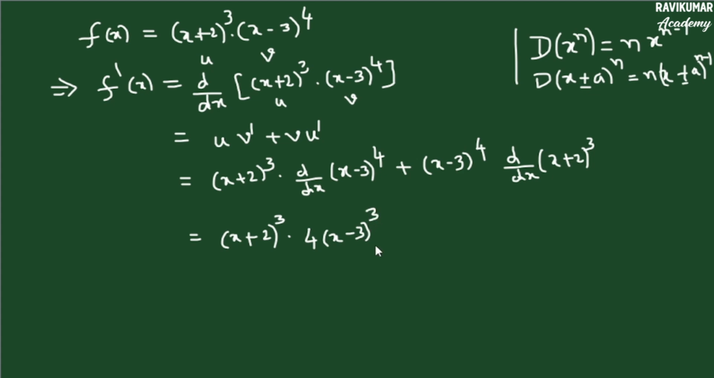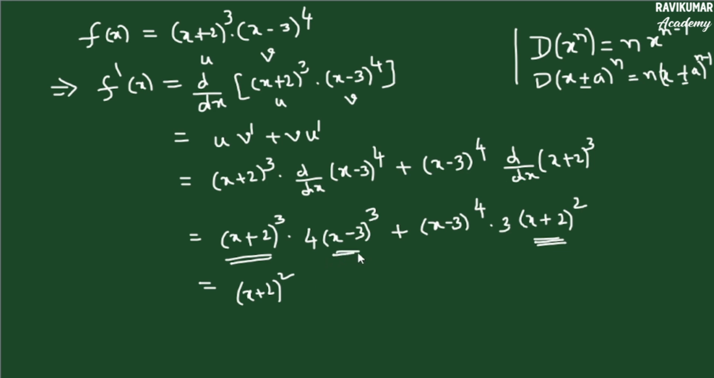Therefore, the derivative of (x - 3) whole power 4 is 4 into (x - 3) whole power 4 minus 1, that is (x - 3) cube, plus (x - 3) whole power 4 multiplied by the derivative of (x + 2) whole cube, which is 3 into (x + 2) whole power 2. So now you can take (x + 2) whole square as common.